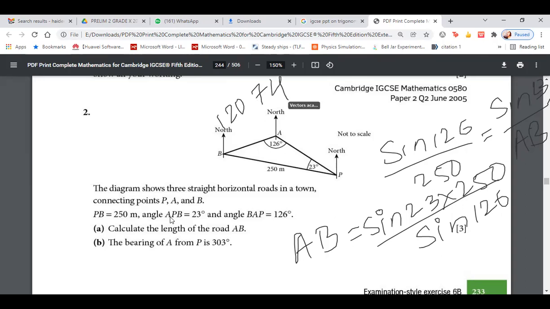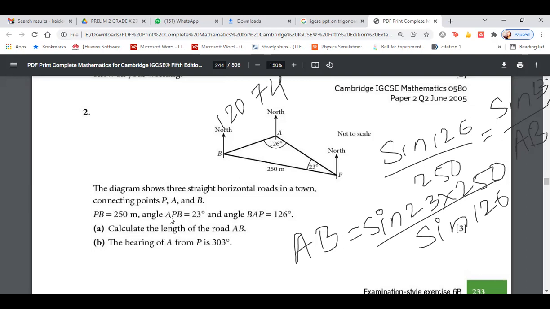Okay. This part is clear to us, right? Now we understand when to use the sine rule and when to use the cosine rule. The next part is quite new, well, not new also, but we don't have confidence there. Bearing of A from P. Again, I am repeating this word, from. From, you have to put stress. They have said the bearing of A from P is 303.